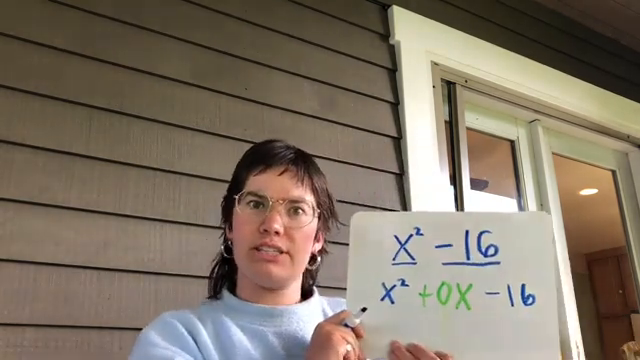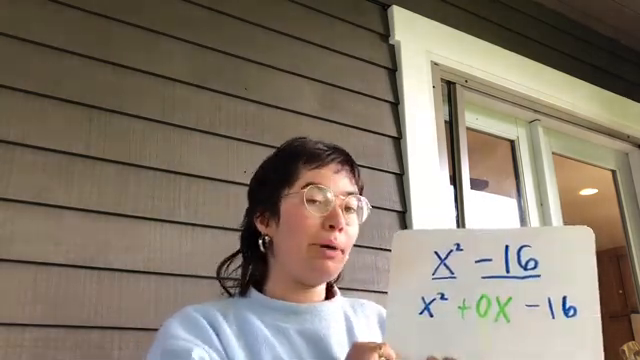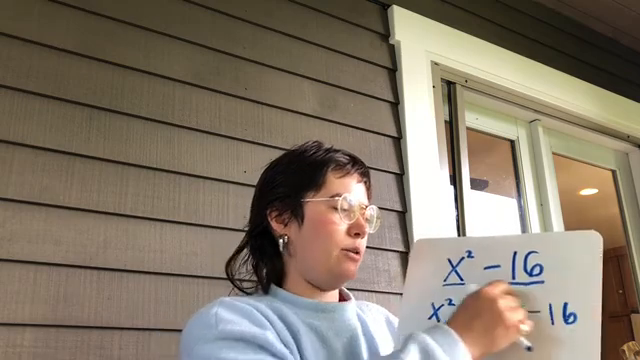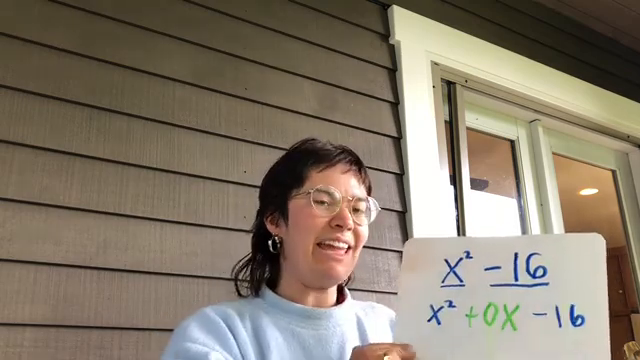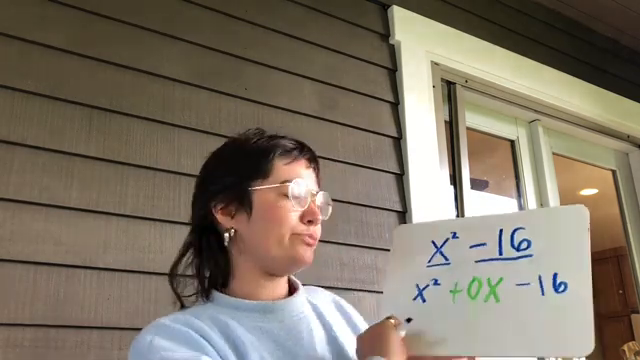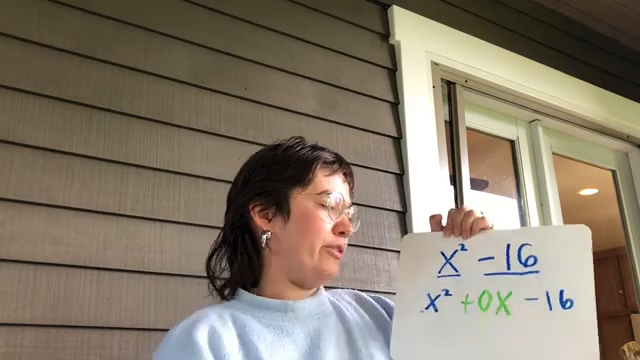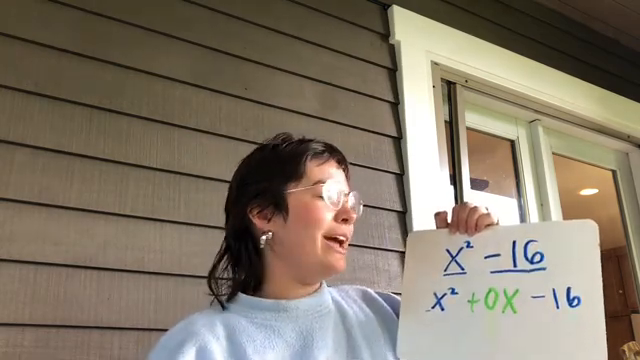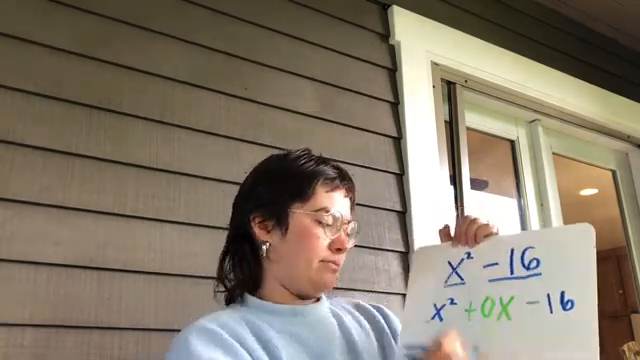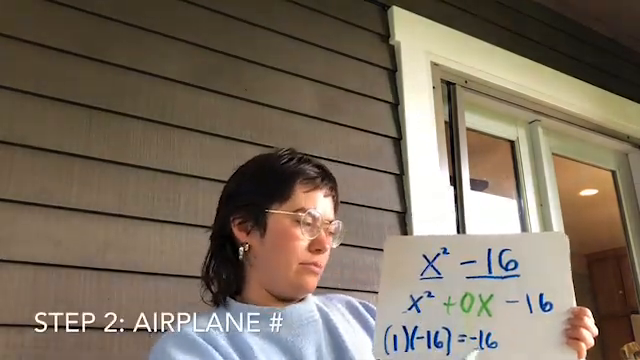These two things are the same, right? This is a simplified version of this. But when I rewrite my polynomial like this, I can think about my airplane number that we learned about in a different way. So remember, our airplane number is the leading coefficient, 1, multiplied by negative 16. So my airplane number is negative 16.